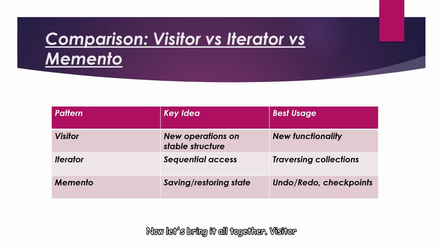Now let's bring it all together. Visitor pattern, use it to add new operations without modifying objects. Iterator pattern, use it to traverse collections without worrying about their internal structure. Memento pattern, use it to save and restore object states cleanly and safely. Each pattern addresses different problems, but together they make your systems more flexible, resilient, and easy to extend.